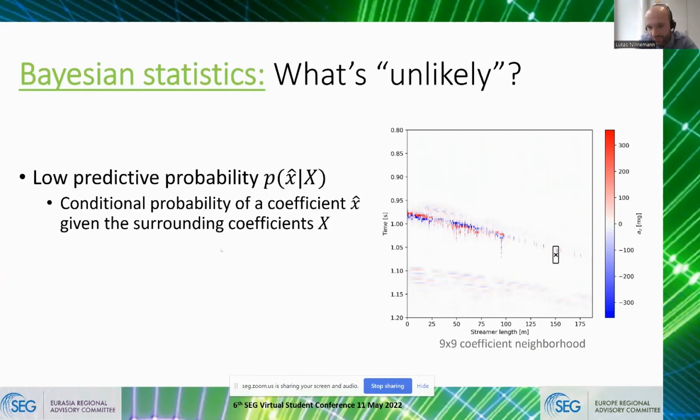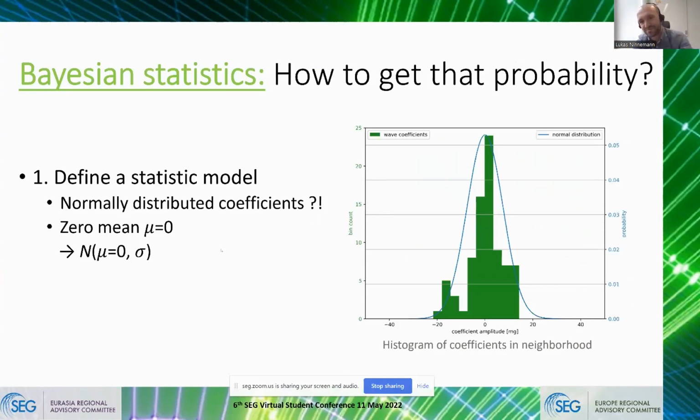So we got this 9 times 9 coefficient neighborhood, and this center is the coefficient we want to know if it's unlikely or not. So how to get that probability? First, for that, in Bayesian statistics, we always have to define a statistical model. And for that, we here assume that those coefficients are normally distributed.